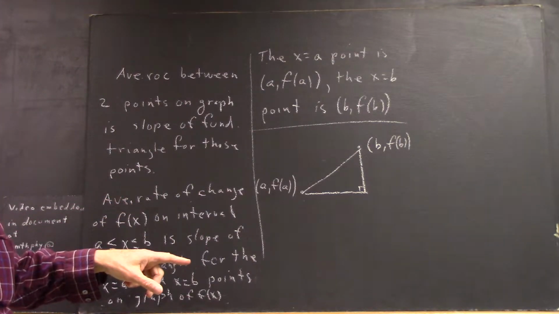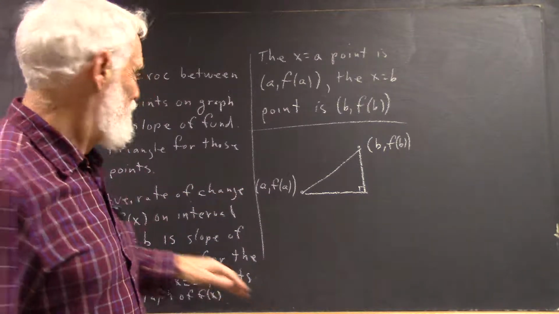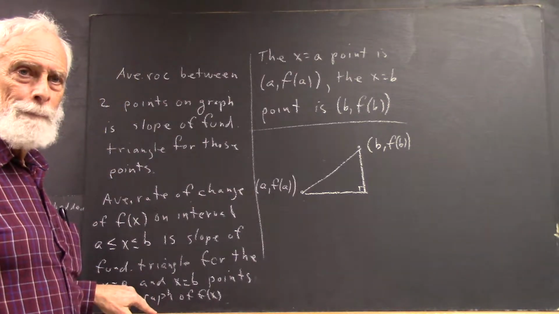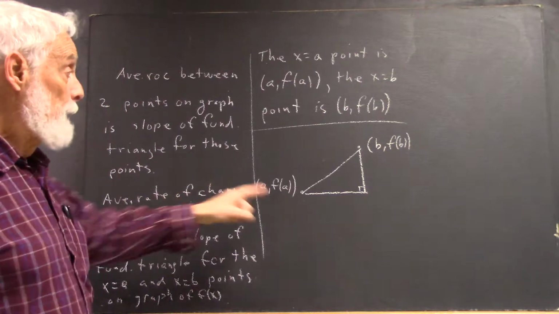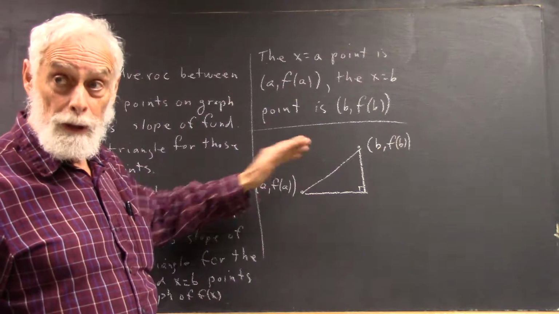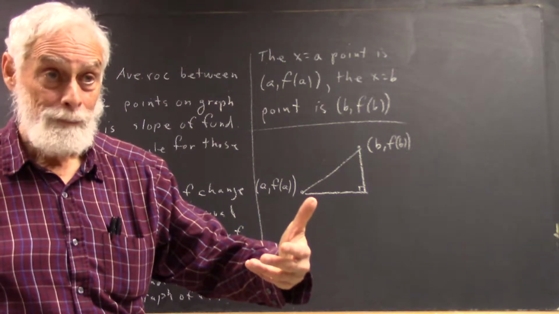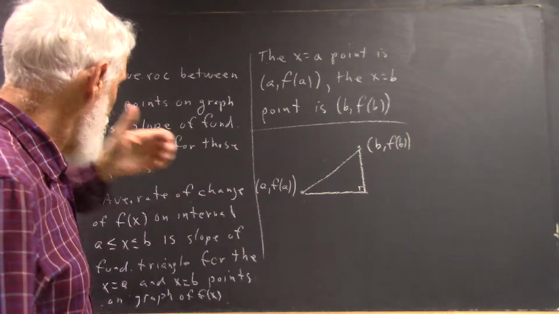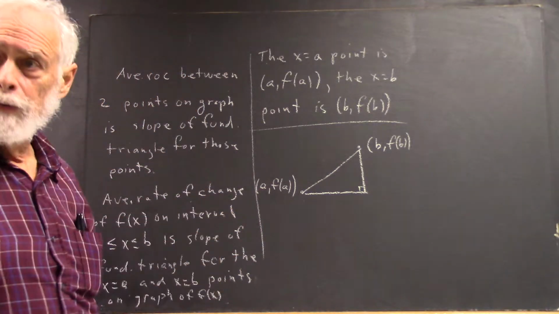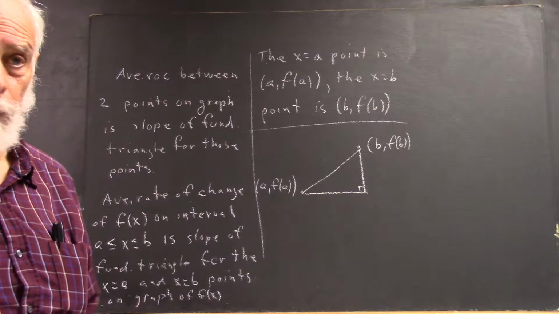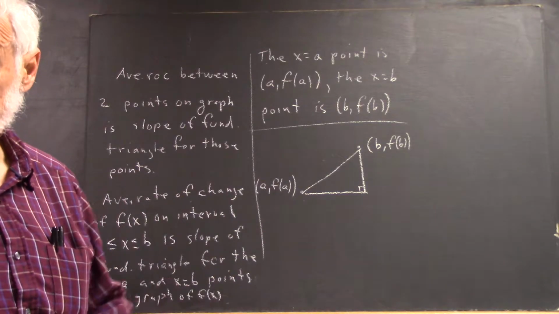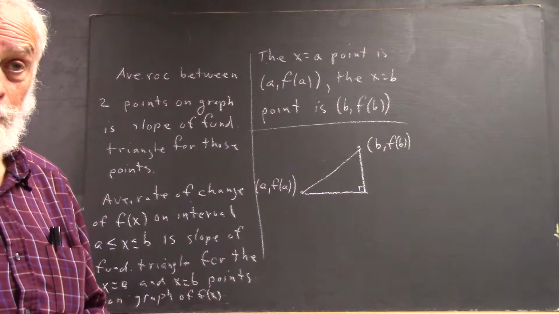Okay? You also have the hypotenuse, but if I just ask you to label the fundamental triangle, you would want to label the hypotenuse as well as the slope, right? But right now, we're just after the average rate of change, so we're not going to bother with the hypotenuse. It's not relevant to the question, okay?